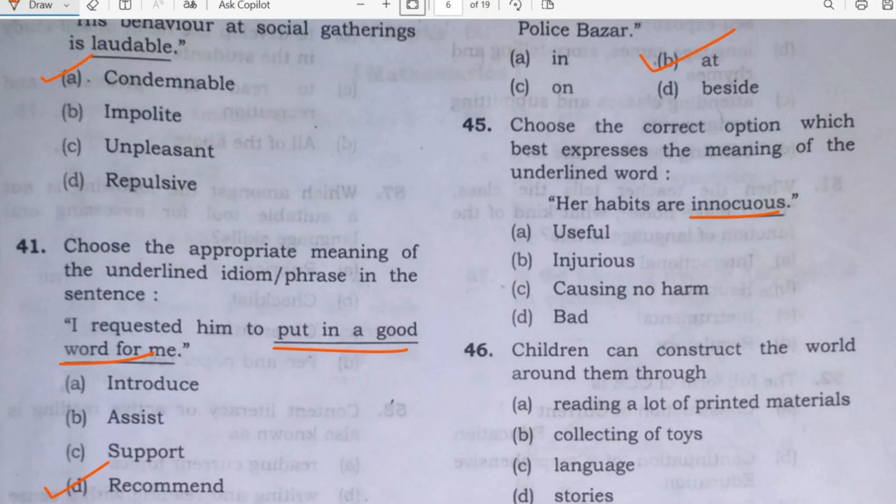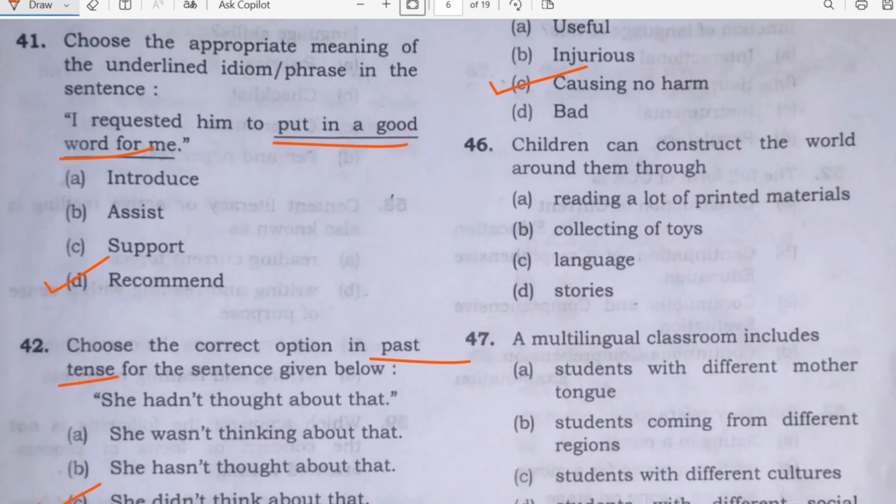Innocuous means something without causing any harm to anyone. Right, so this is your correct answer. Option number C. Innocuous means causing no harm. Let's come to question number 46.